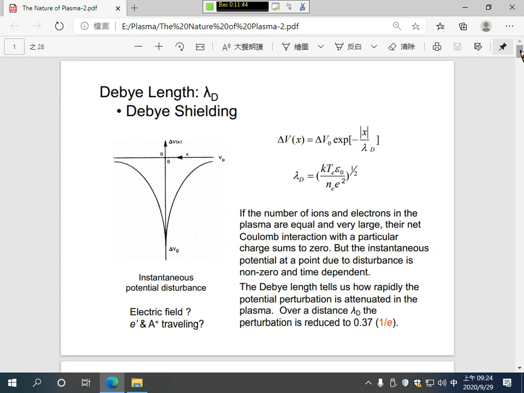Lambda d depends on the temperature of electron and density of electron. When the density of electron is high, then lambda d is small. And the other thing is about the temperature. If the electron temperature is high, then lambda d is long. So lambda d depends on the electron temperature and electron density.